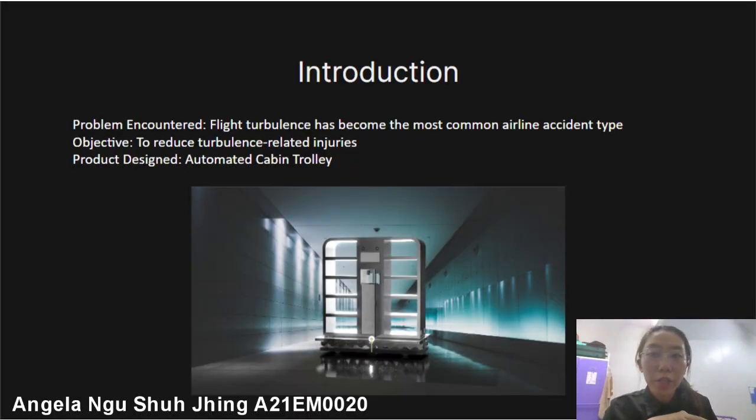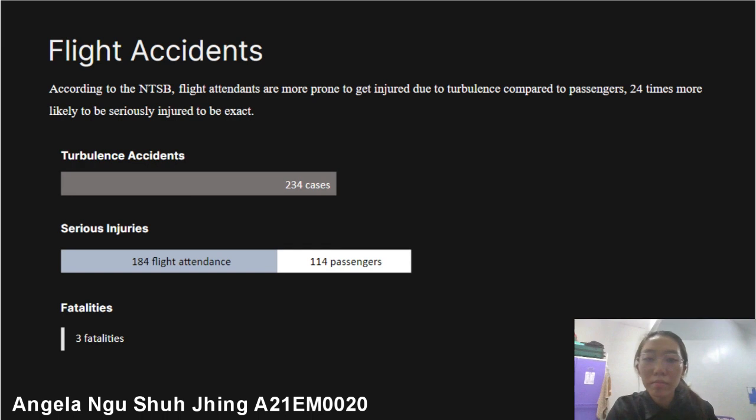According to the National Transportation Safety Board, turbulence has become the most common airline accident type today. So we have come up with this product design, which is the automated cabin trolley. This is to reduce turbulence-related injuries and also improve the welfare of onboard passengers and crews.